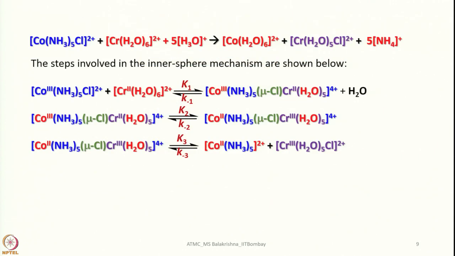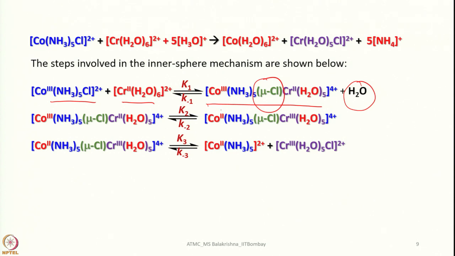Let us look into the steps involved in the inner sphere mechanism. As I mentioned, the bridge formation, electron transfer and bridge cleavage. So, based on that, 3 reactions I have given here. First you can see here 2 species are coming into the picture, and thus a corresponding back reaction rate also I have mentioned on top and bottom of these arrows. And now the first step is formation of this bridge with the elimination of one of the water molecules present on chromium. Next step is electron transfer.